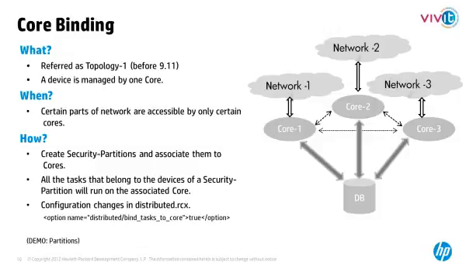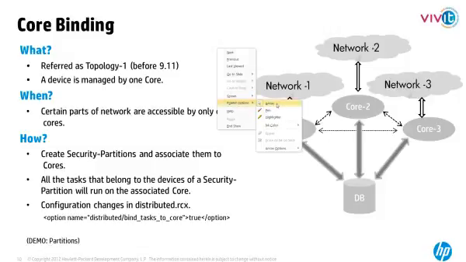So the first one is the core binding. So what is a core binding? Before 9.11, we supported this topology, and we used to refer to this as topology 1.